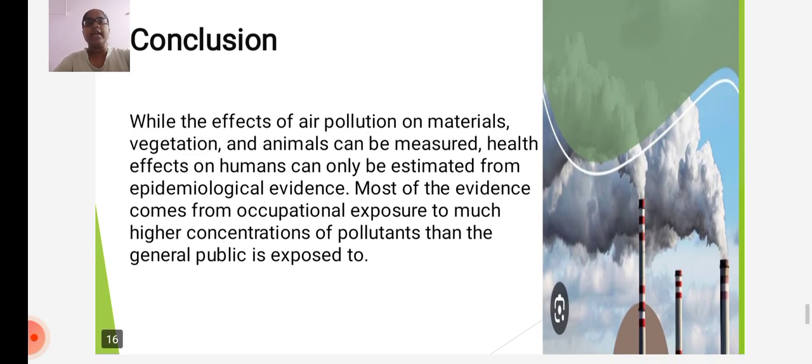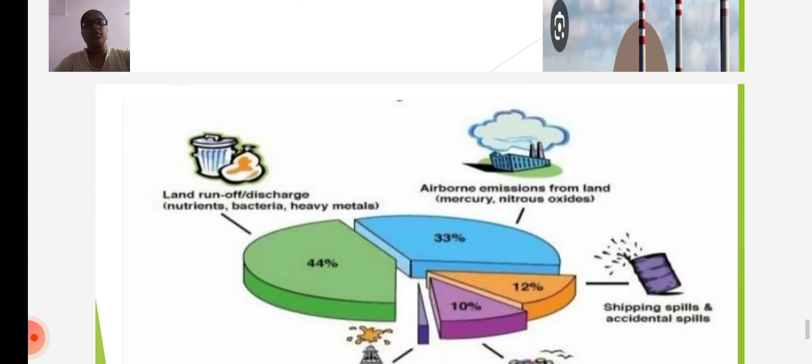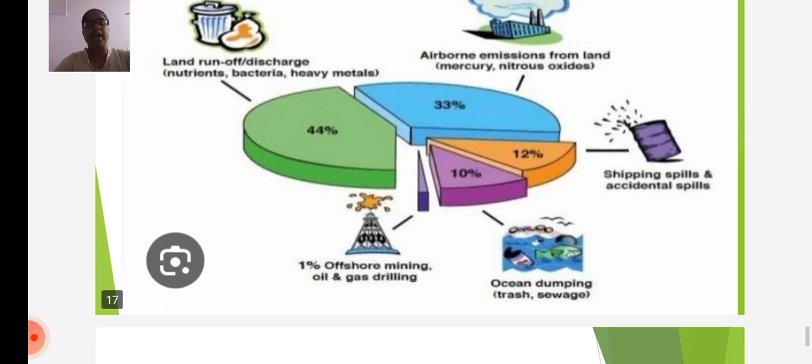Conclusion: while the effects of air pollution on materials, vegetation, and animals can be measured, effects on humans can also be established from epidemiological evidence. Most of the evidence comes from occupational exposure to much higher concentrations of pollutants than the general public is exposed to. So this is about air pollution, its effects as well as control.